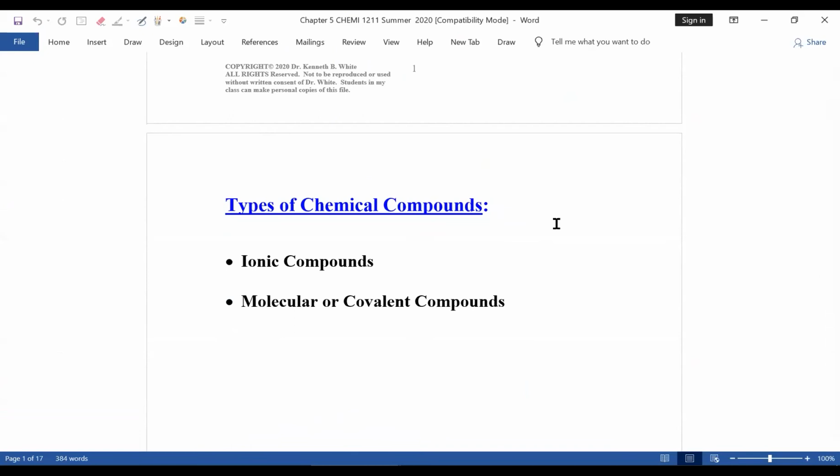Types of chemical compounds. There are 2 types. One called ionic. The book calls the other type molecular or covalent, but more likely I'll use covalent compounds. So these are the 2 types of chemical compounds. When you look at any compound, salt, water, your hair, that's made up of chemical compounds. It's either ionic or covalent.